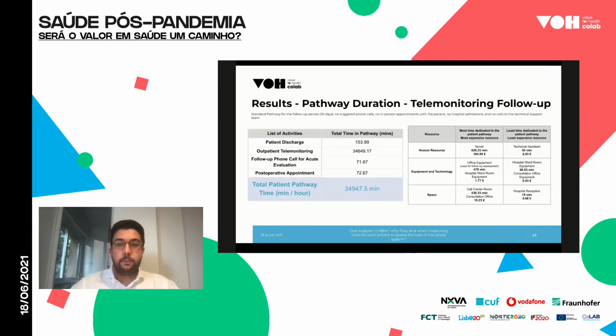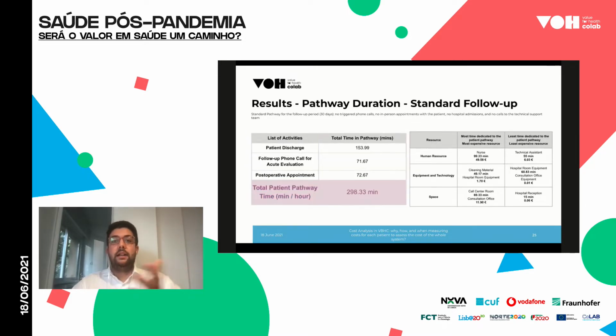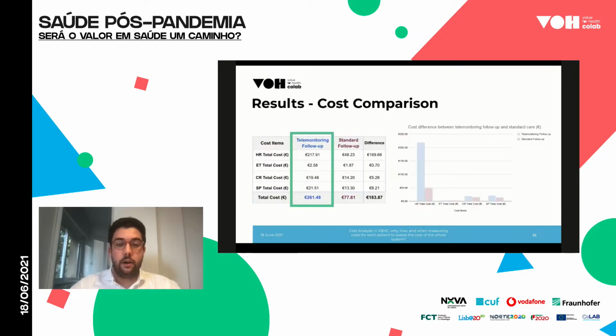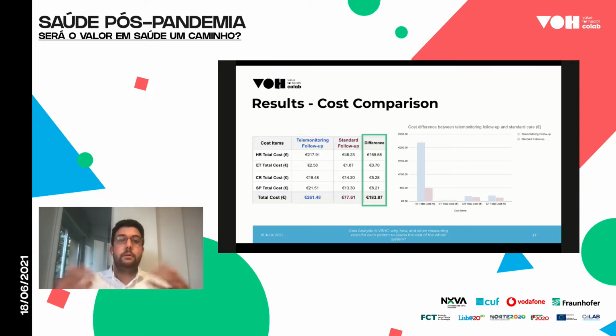And now I'm going to just quickly present you some of our conclusions. Here we have, for example, the duration of the patient pathway, and which activities or resources are more costly and have to devote more time to them. And we conducted the same analysis for the standard follow-up. And here is a quick comparison of the results, but please keep in mind that we cannot yet take any conclusions because you have to input the outcomes to be able to conduct a full value assessment of that intervention.